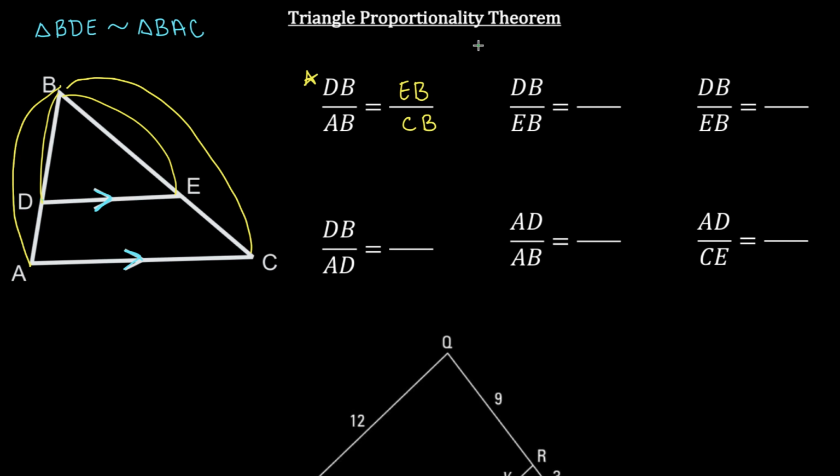Let's do the next one. So DB is to EB. The left side of the small triangle to the right side of the small triangle should be equivalent to AB to CB.